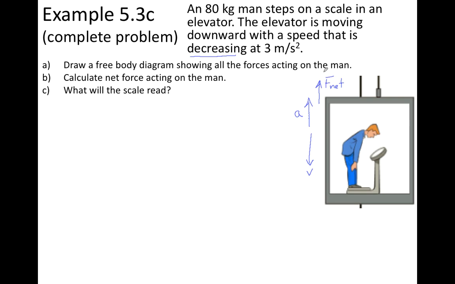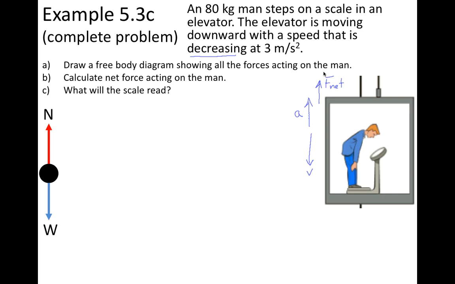Part A wants us to draw a free body diagram to show the forces acting on the man. So here's the man, and he will experience a gravitational force that acts downwards, known as weight. He is in contact with a surface, namely the scale, that will exert a force perpendicular to the surface and away from the surface. And in this case, that would be upwards. So there's a normal force exerted by the scale acting upwards.